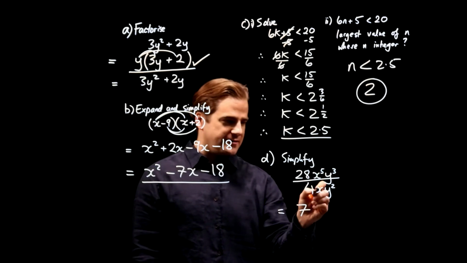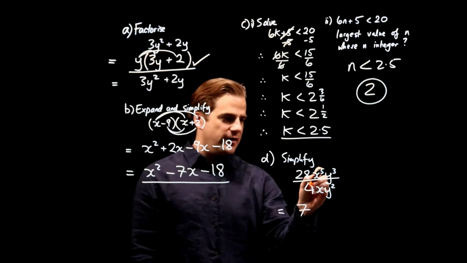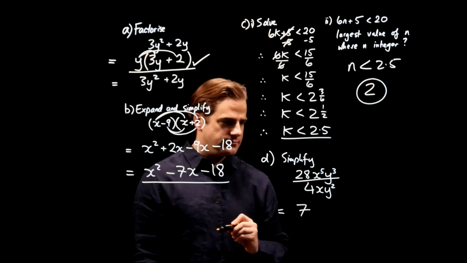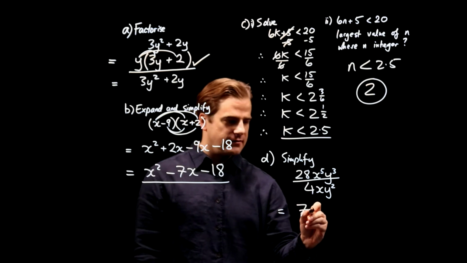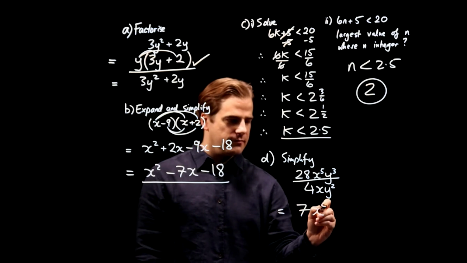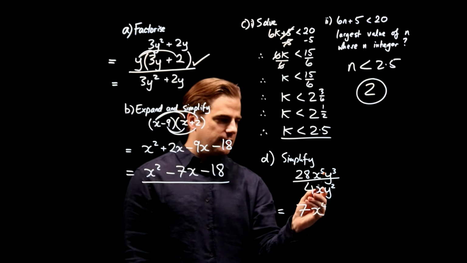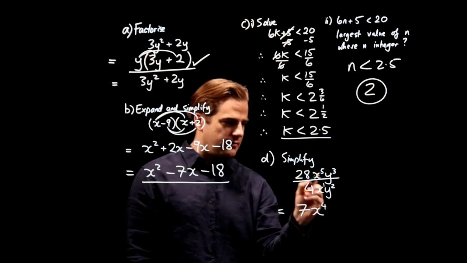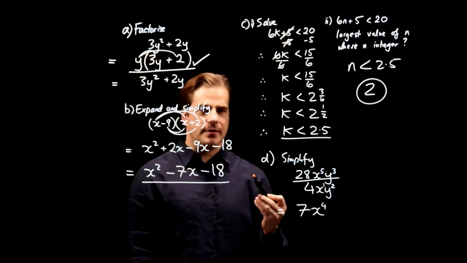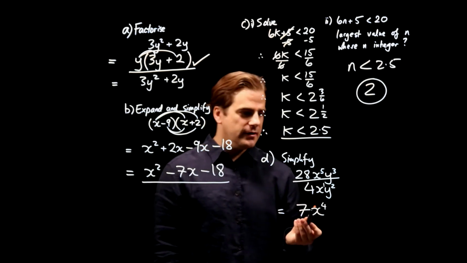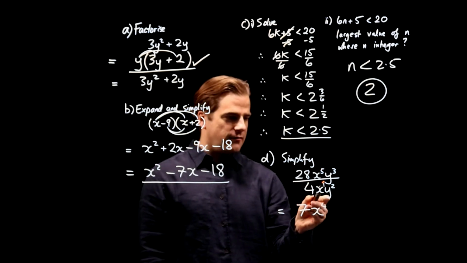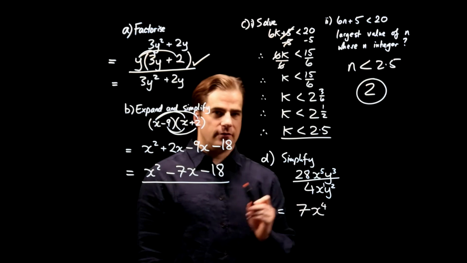Now look at the x's next. 5 x's on the top, 1 on the bottom. So it's going to be x to the power of 4. Because that x there, x is the same as x to the power of 1. And you do 5 minus 1 to get the 4.